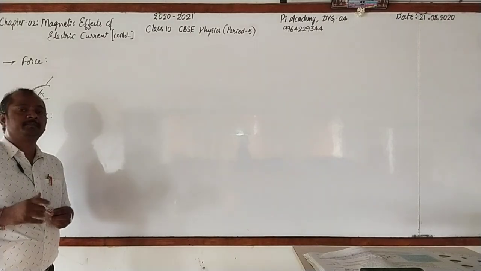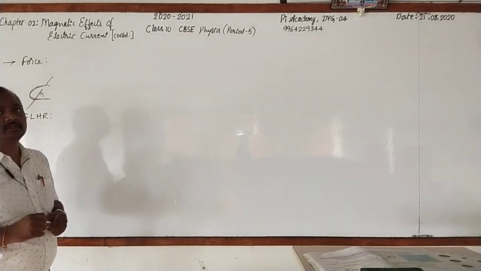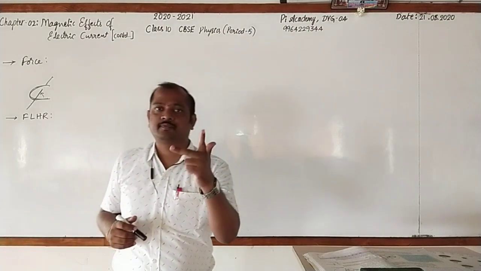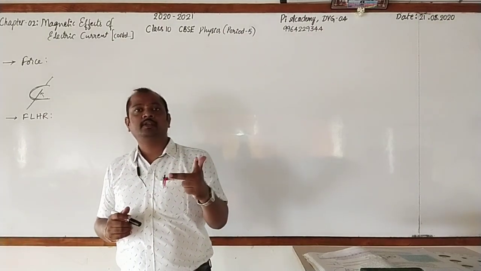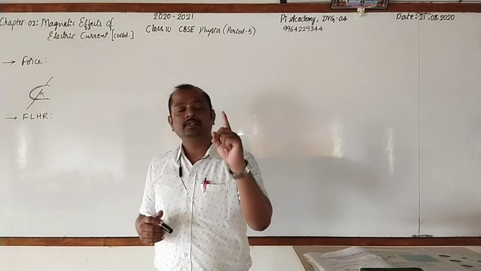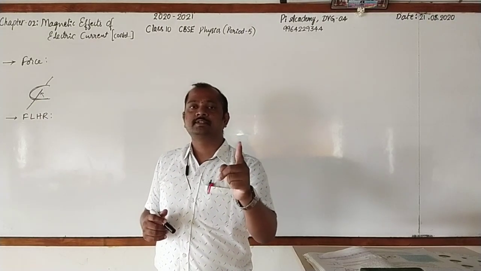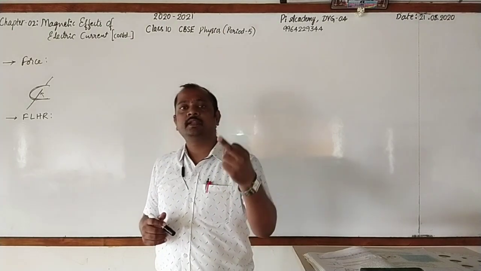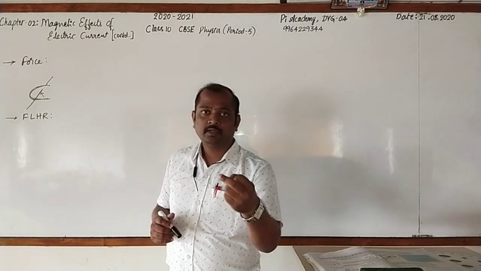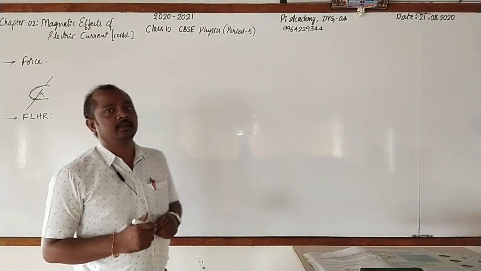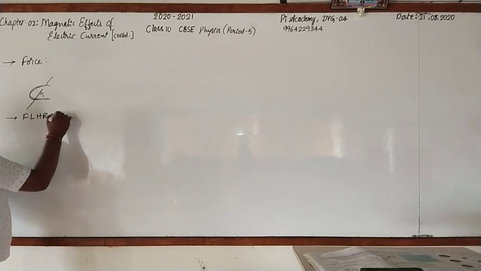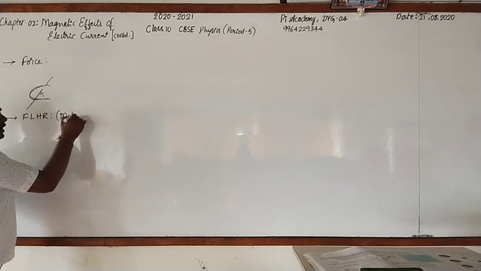Then what is the statement of this? According to this, arrange the first three fingers of the left hand mutually perpendicular to each other, right? If the forefinger indicates the direction of the magnetic field and the middle finger indicates the direction of flow of current, then the thumb indicates the mechanical force acting. Please do remember this. And this Fleming's left-hand rule is also known as the motor rule.